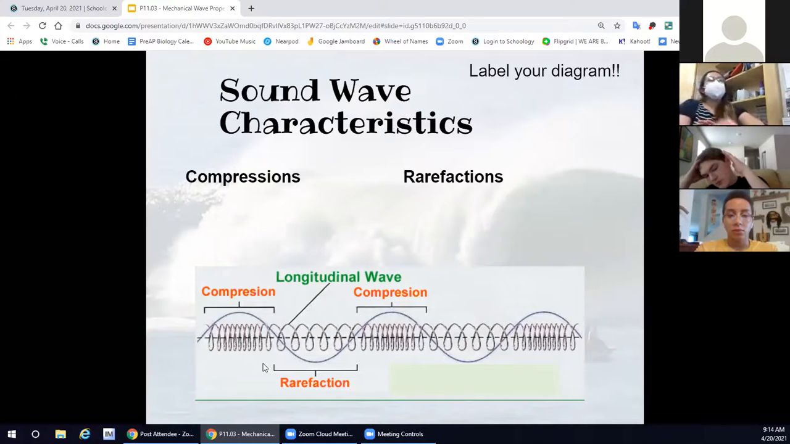So compressions are going to be the tight springs where they're tight together. Rarefactions are going to be where they're spaced out. Crests would be considered compressions. Troughs would be considered rarefactions. But since it's a longitudinal wave and not transverse, we don't call them the same thing.